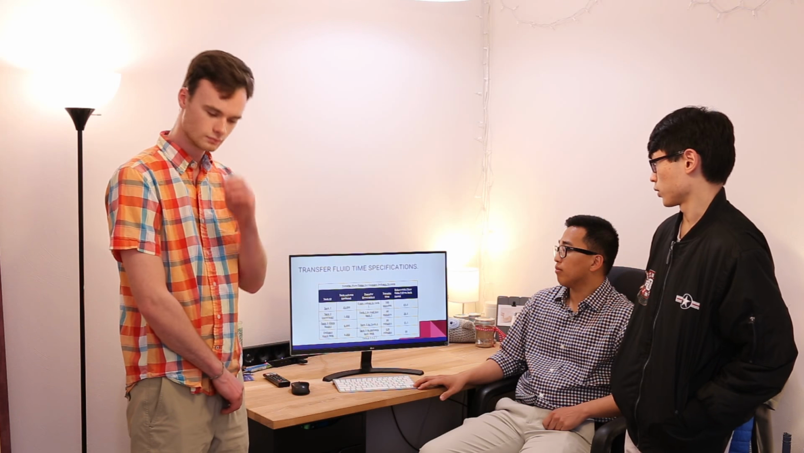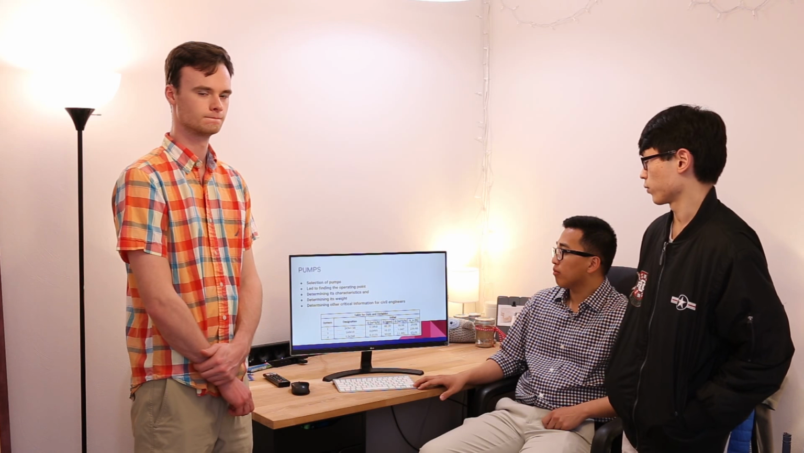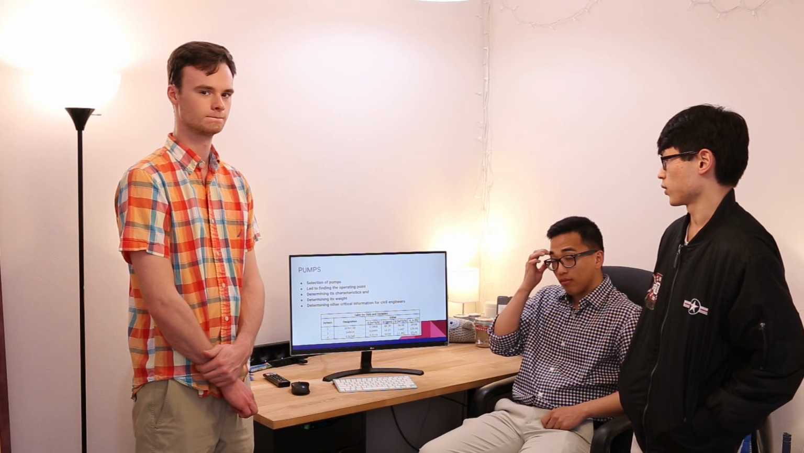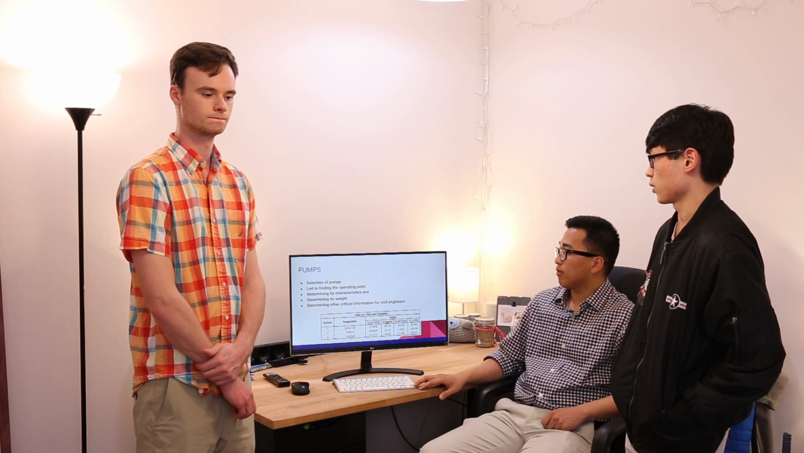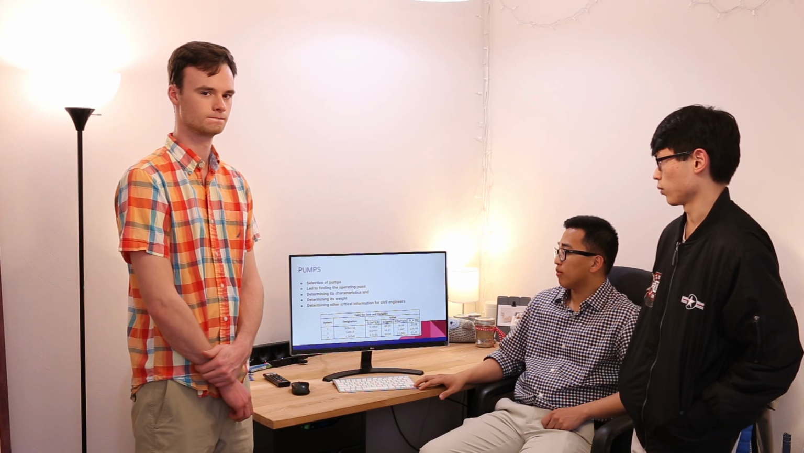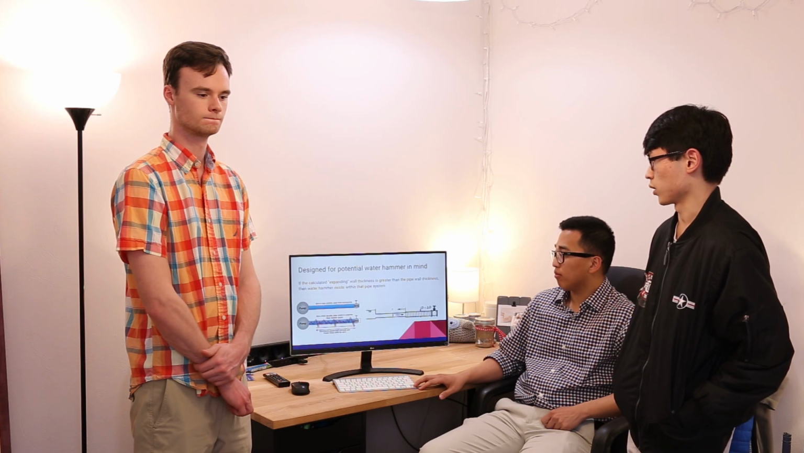For the transfer fluid time specifications, you can see the transfer time we listed here. It relates to the actual flow rate and how much is going through. After we selected the pumps, we found the operating point, and after we found the operating point, it led us to find its characteristics and determine weight, which is also critical information for our civil engineer colleagues.